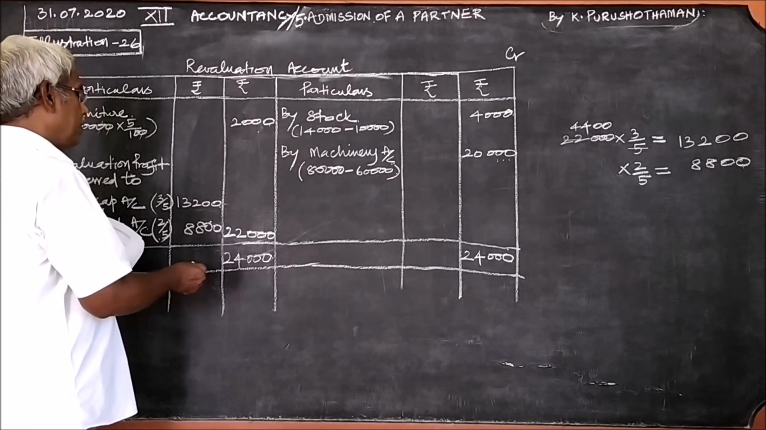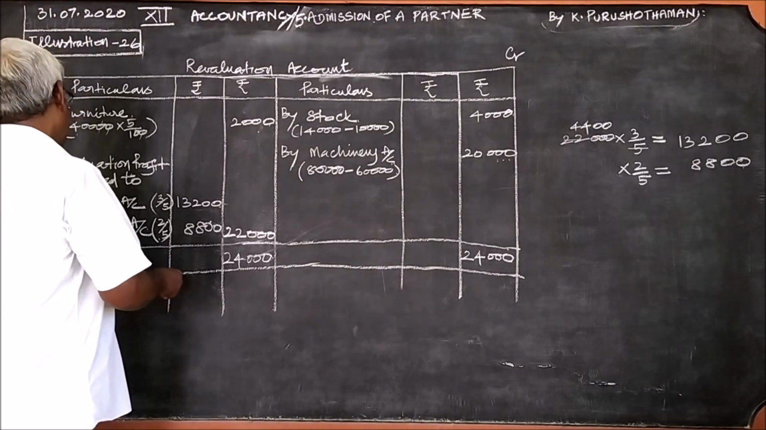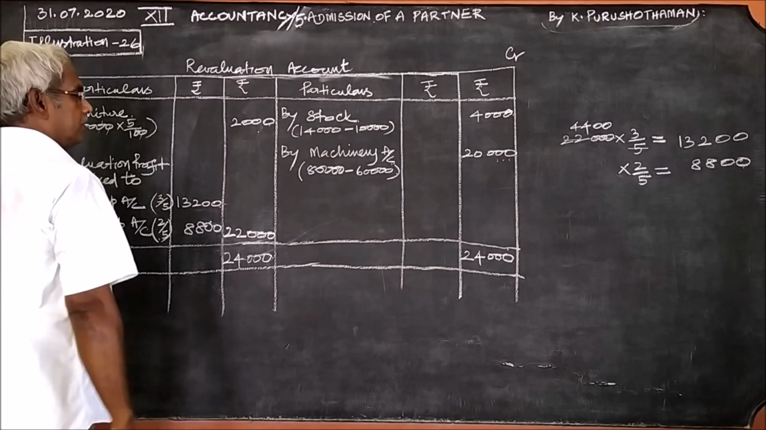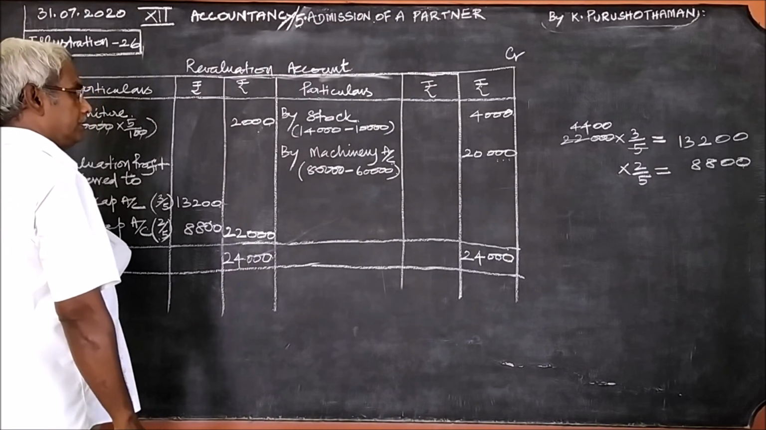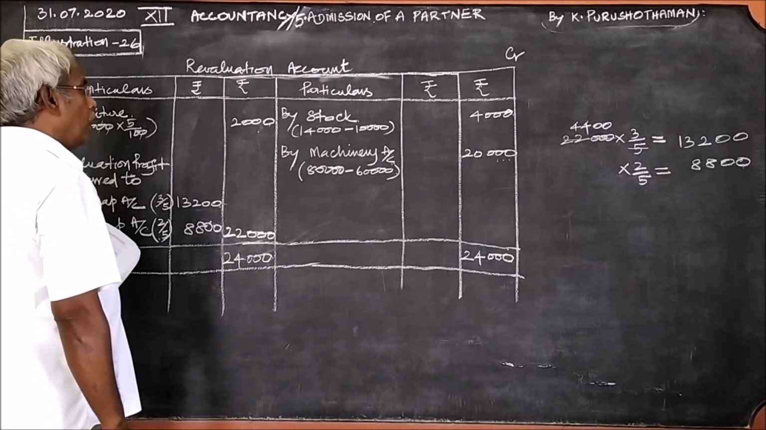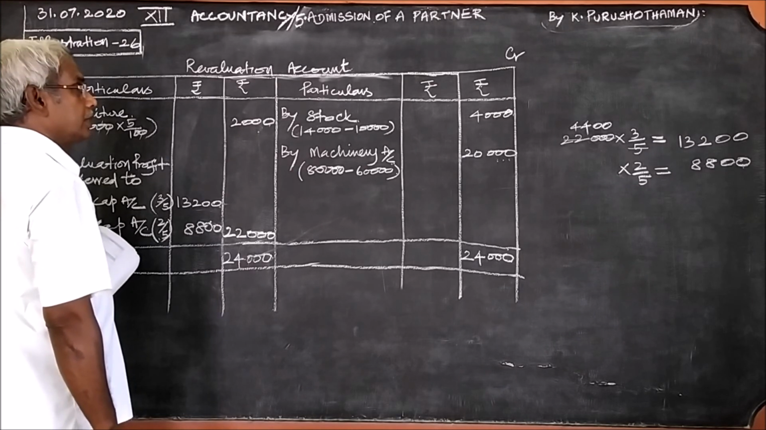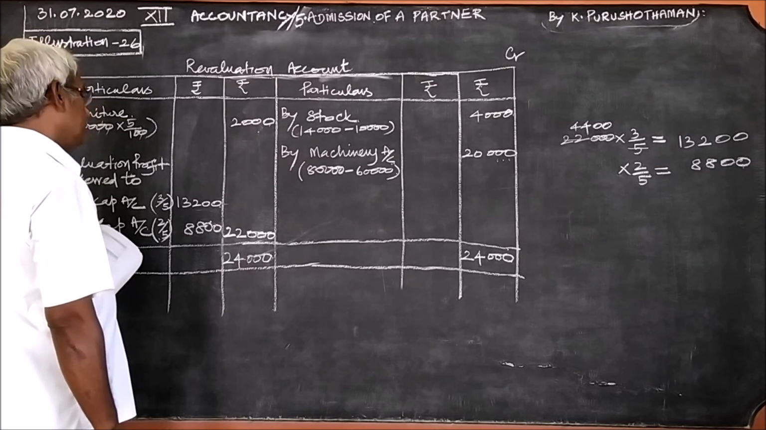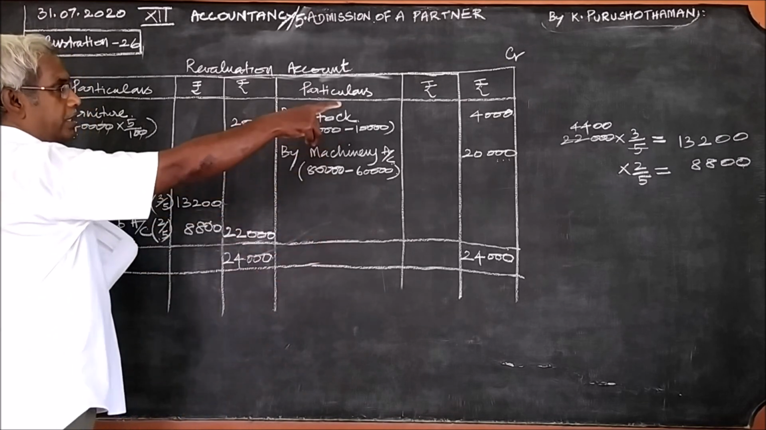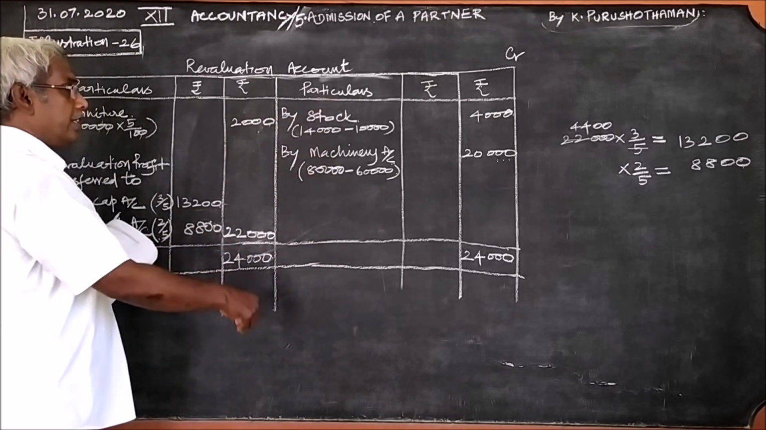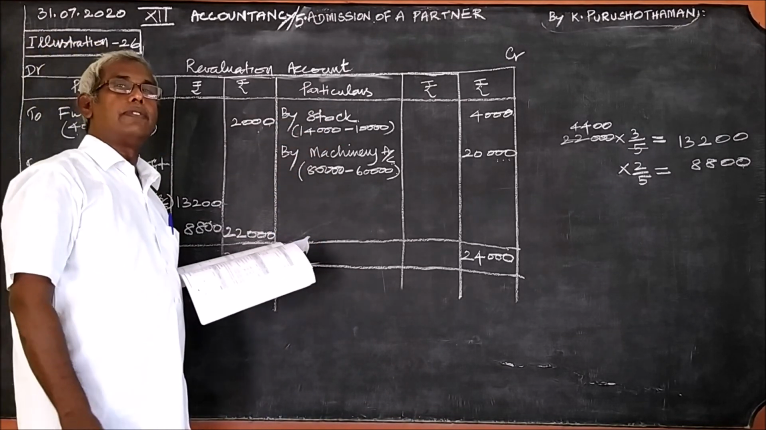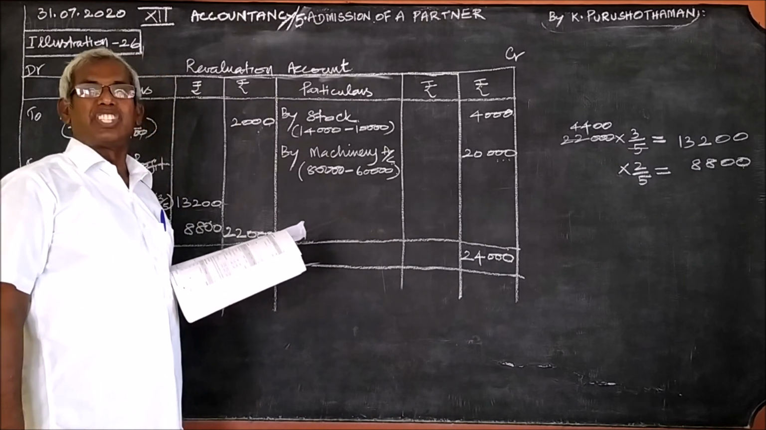This balancing figure should be divided and given among the old partners. They will take it. Okay, then in what ratio? 3:5. Therefore, 3 by 5, 2 by 5, it is simplified there, and the amount is written here. So, this is the first part of the question, pass.